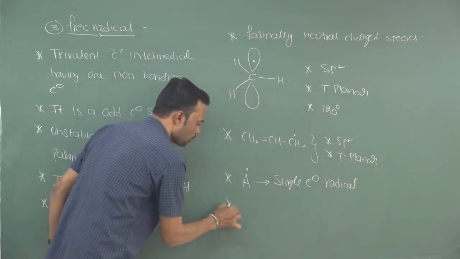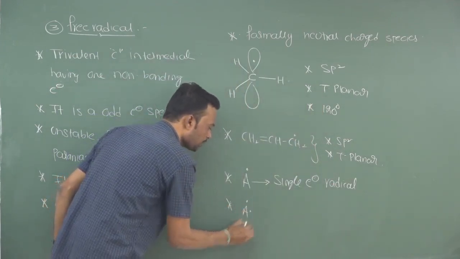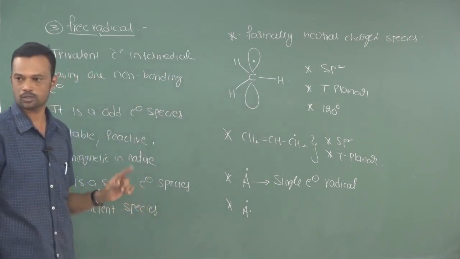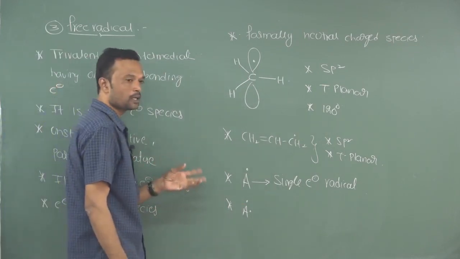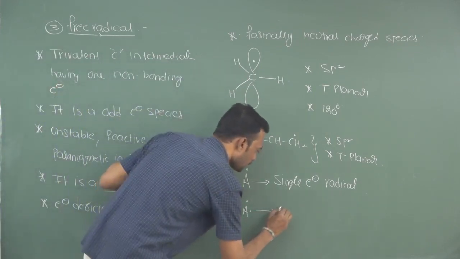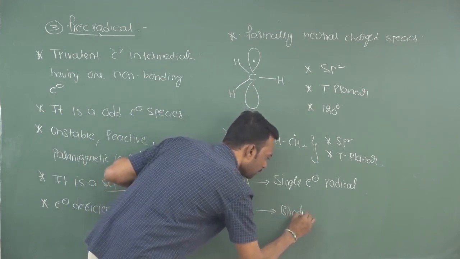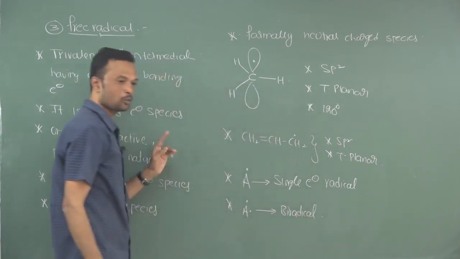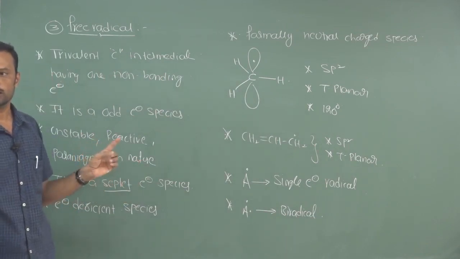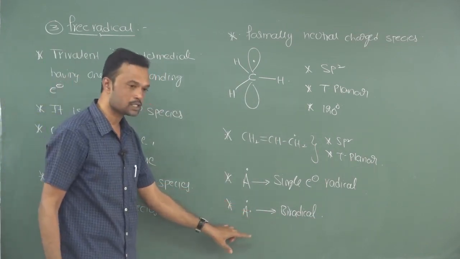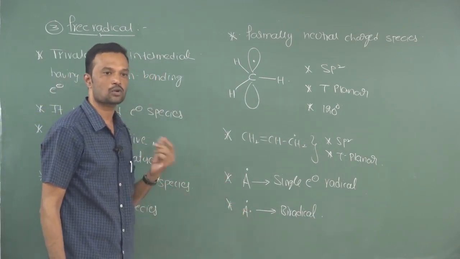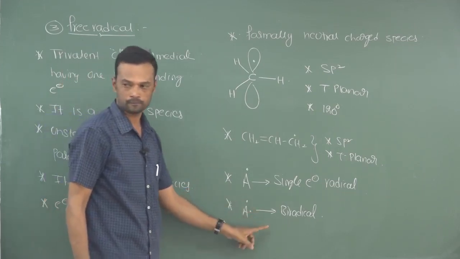Suppose some molecules carry 2 independent electrons. First remember, it is not a lone pair. 2 independent radicals are there. So that is nothing but a biradical. Free radicals are monoradicals. In the same way they may also show a biradical system. So biradicals are nothing but 2 independent electrons which are not involved in bonding.